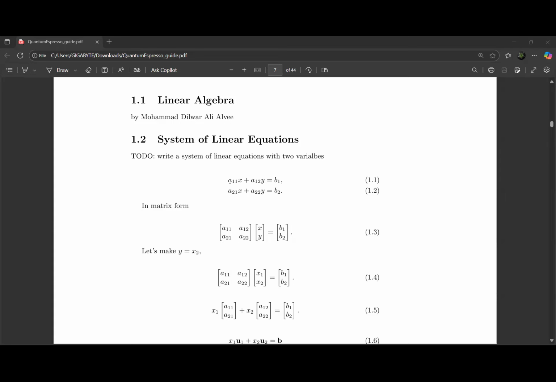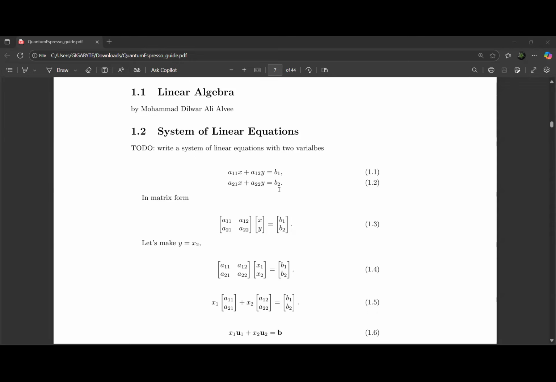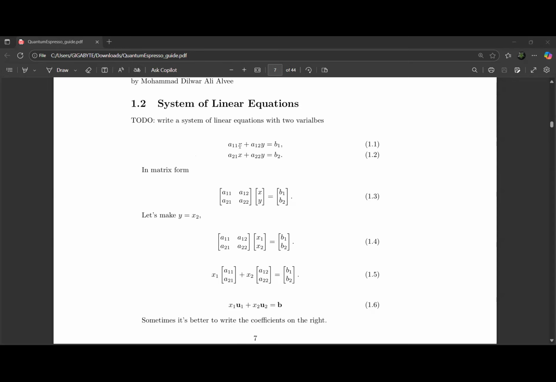The systems of linear equations, we're going to turn into a matrix. So if we have two equations like a11x and a12y, here a11 and a12 are constants, the coefficients of x and y. B1 is also another constant. The same goes for the second equation. We can form a matrix and write it in this manner, shown in our equation 1.3.